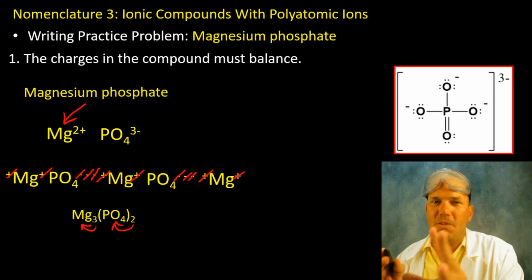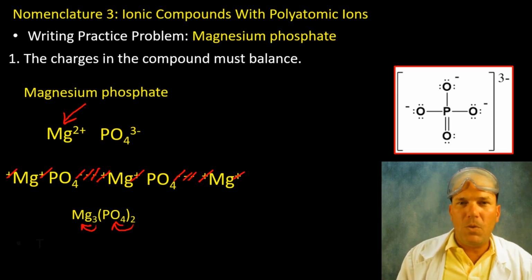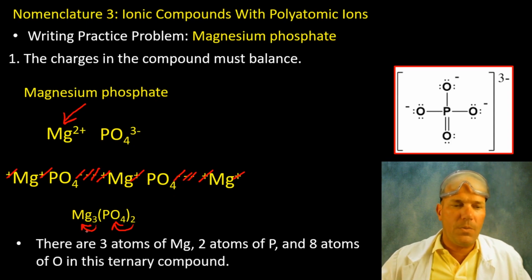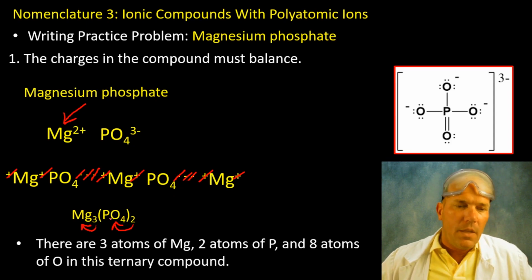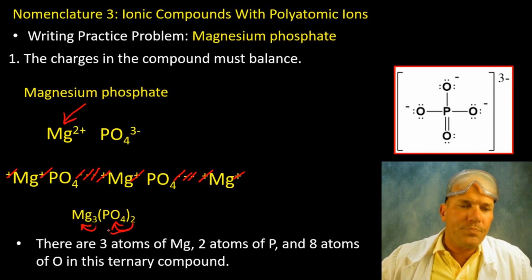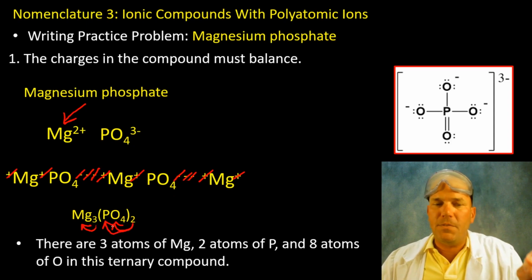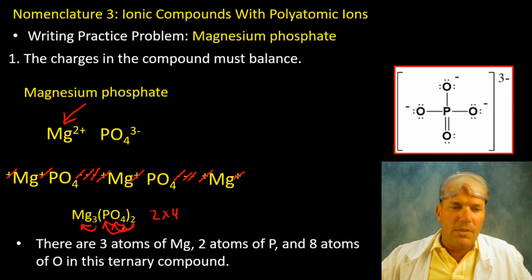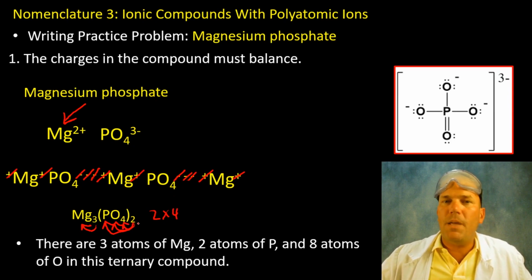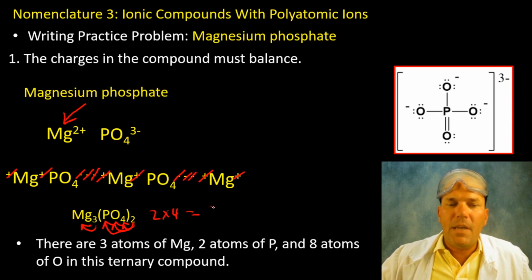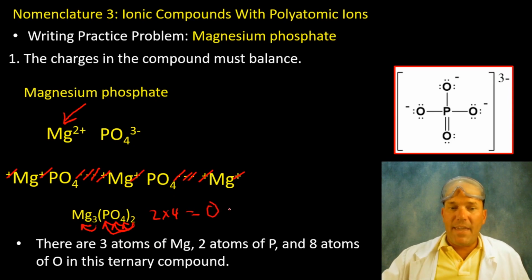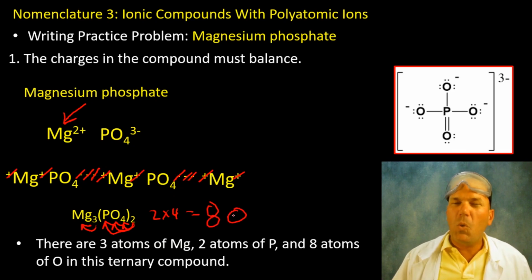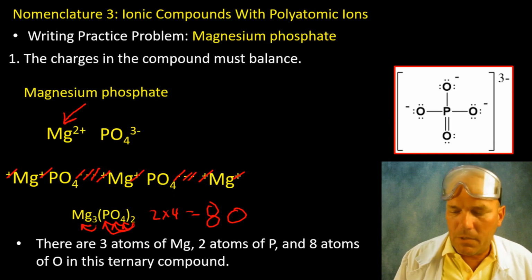And I'm using that term units because you will also need to be able to look at the atoms. So there are 3 atoms of magnesium. There are 2 atoms of phosphorus, but there are 2 times 4 oxygen. So it's like the distributive property here. You would multiply 4 times 2. That's how many oxygen there are. There's 8 oxygen total for this ternary structure.